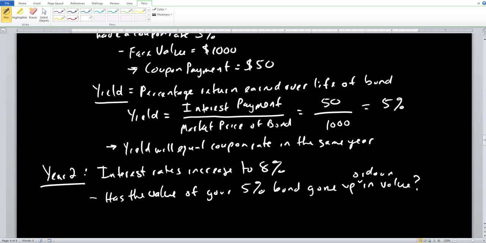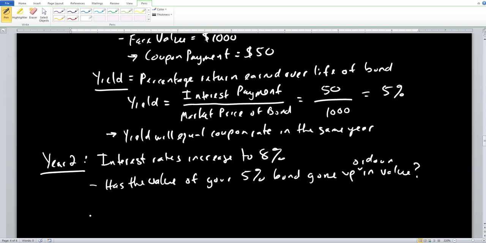So here, when we compare your 5% bond against the 8% bond, it's giving you $50 compared to $80. It just makes it less attractive. So your 5% bond is less attractive than new bonds that are issued during this year. Because it is seen as less attractive, what should that tell you about the value of your bond? It should go down in value.